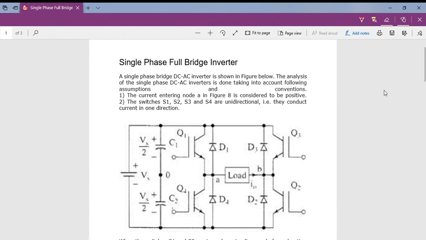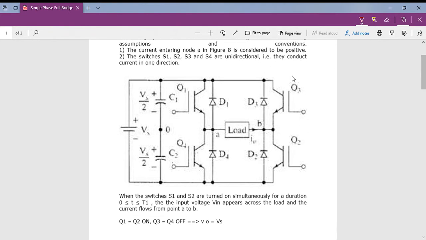Hello students, today we discuss single phase full bridge inverter with resistive load. So first of all, the circuit diagram. When we are discussing single phase full bridge inverter, instead of two voltage sources we are using only one voltage source, that is V suffix S.